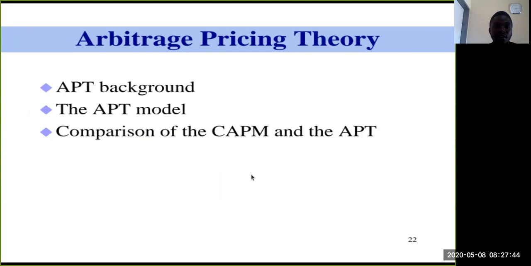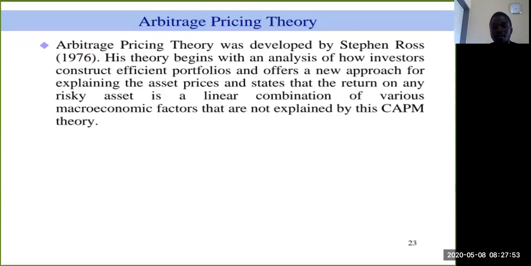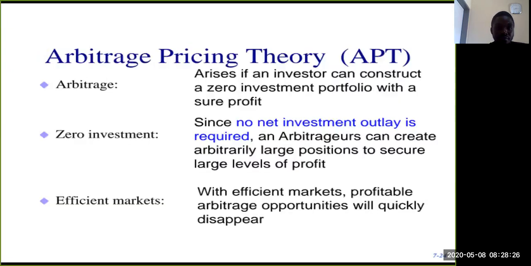Arbitrage pricing theory, APT background. The APT model: a comparison of the capital asset pricing model and the arbitrage pricing theory. Arbitrage pricing theory was developed by Stephen Ross in 1976. His theory begins with an analysis of how investors construct efficient portfolios and offers a new approach for explaining asset prices. It states that the return on any risky asset is a linear combination of various macroeconomic factors that are not explained by the capital asset pricing model.